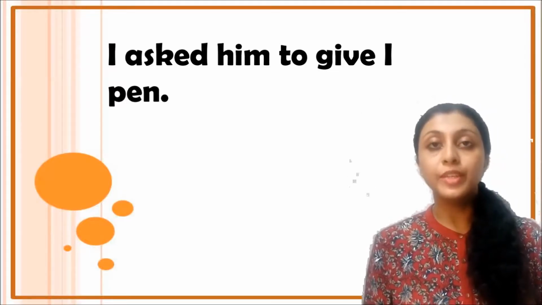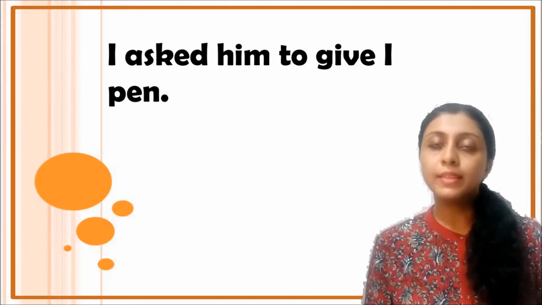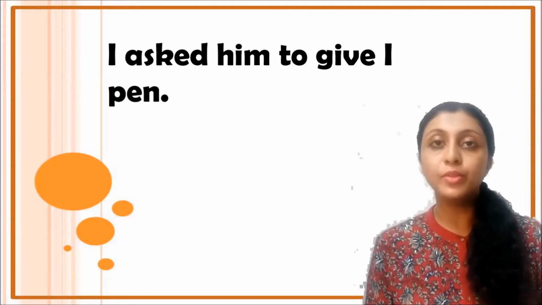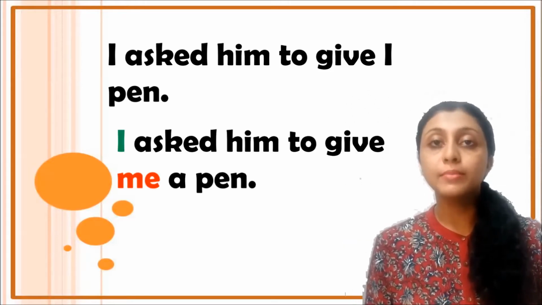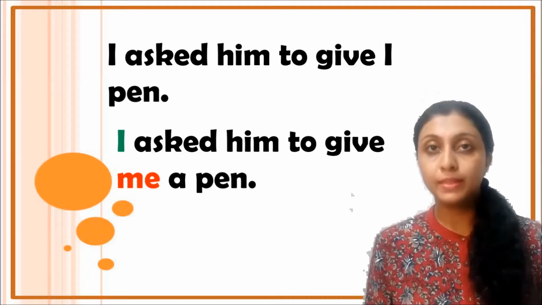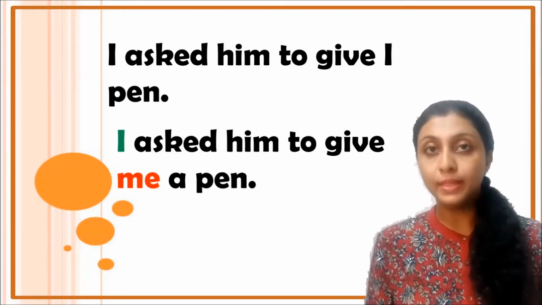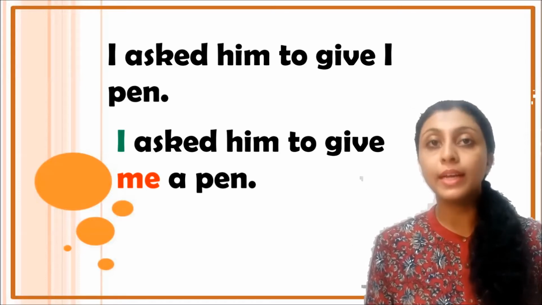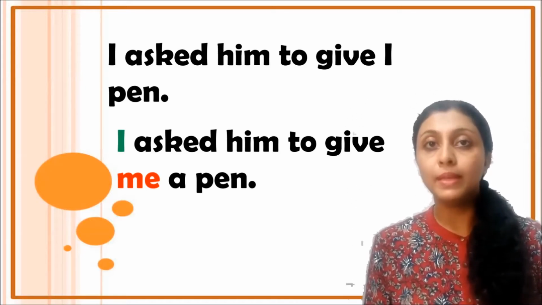I asked him to give I a pen. Now, how will you say the sentence? Will you use I again towards the end of the sentence? I asked him to give me a pen. So, I is now me. You do not use I again. Instead, you have to replace it with me.